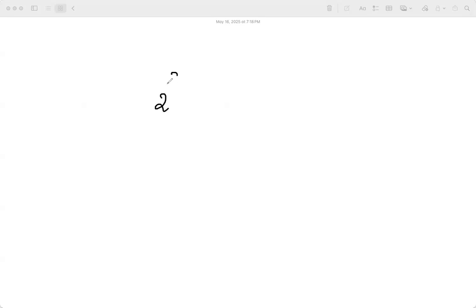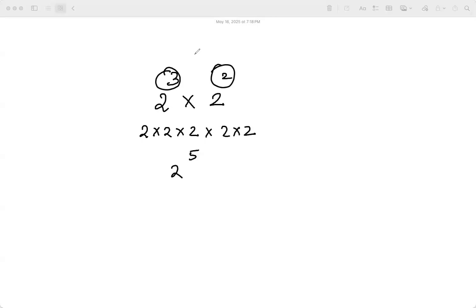Suppose you have 2 power of 3 times 2 power of 2. What do you do? Think about it. 2 times 2 times 2 times 2 times 2, correct? So this is written as 2 power of 5, right? In exponents, there is a law called the product property. Product property means when the base is the same, you add your exponents. This will be 2 power of 5. You got it?